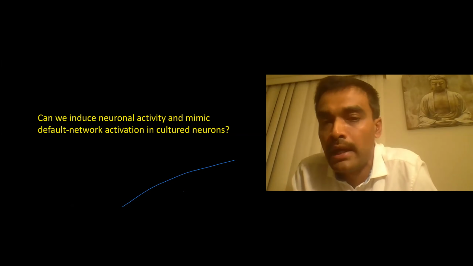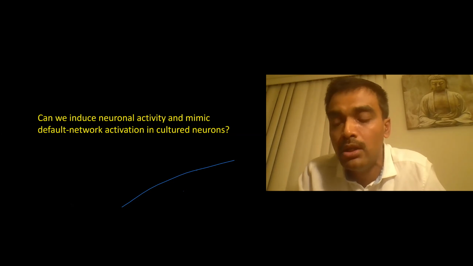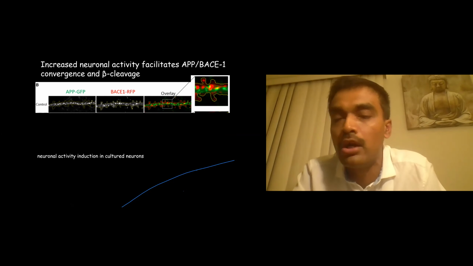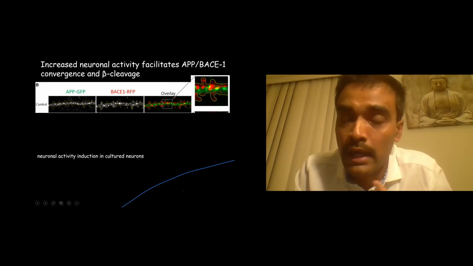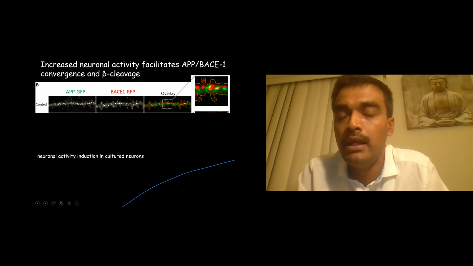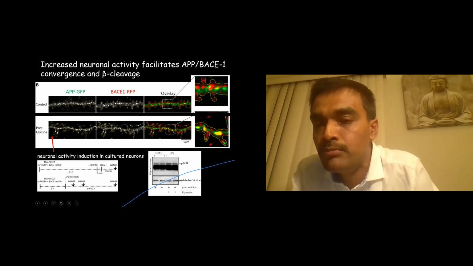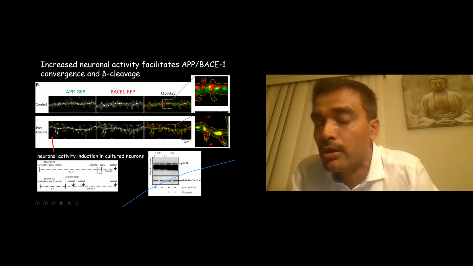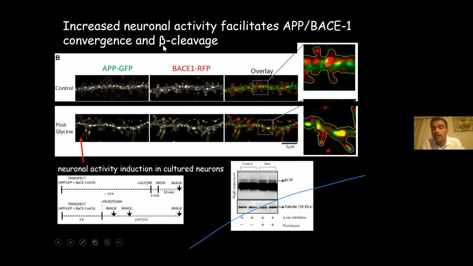So we thought, okay, can we recapitulate this default mode network activation in our cultured neurons and then see what happens to APP and BACE? To do that, we went back to our original experiment where we saw that APP and BACE are segregated. Then we generated extreme neuronal activity and looked under the microscope. What we observed here is that green dots and red dots are now coming together, giving you yellow dots. That means APP and BACE, enzyme and substrate, are together. Not just that, it is also generating a lot more toxic amyloid beta.